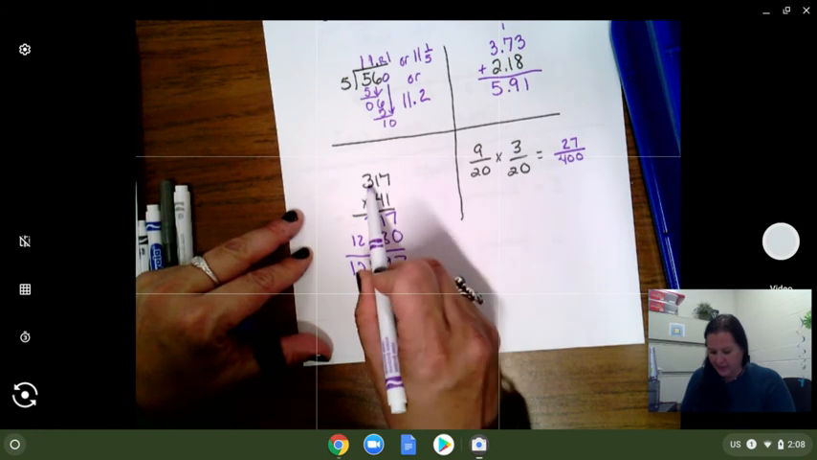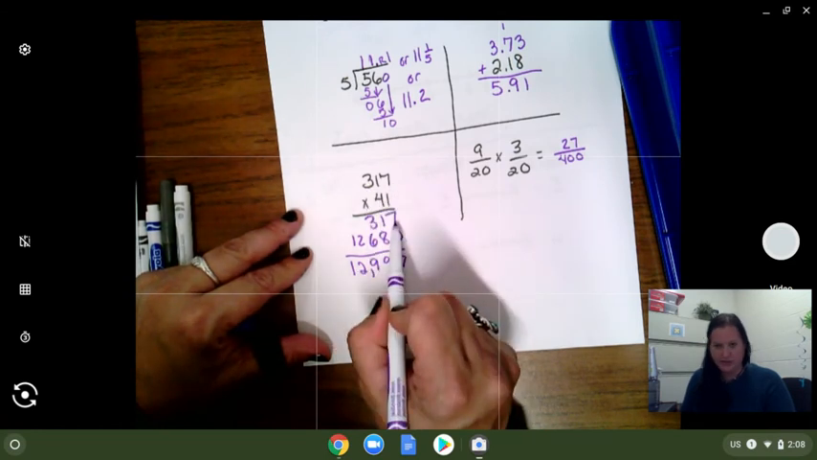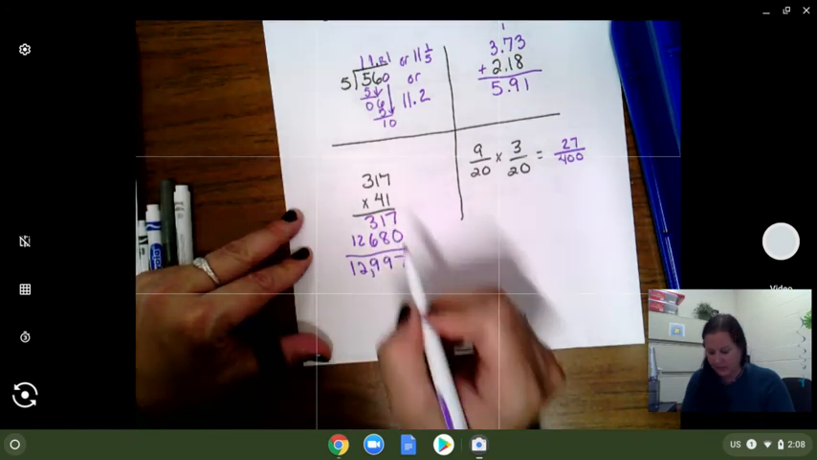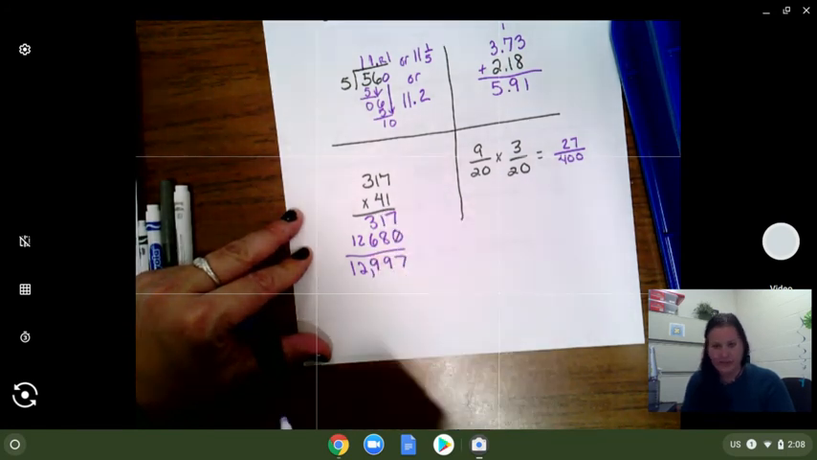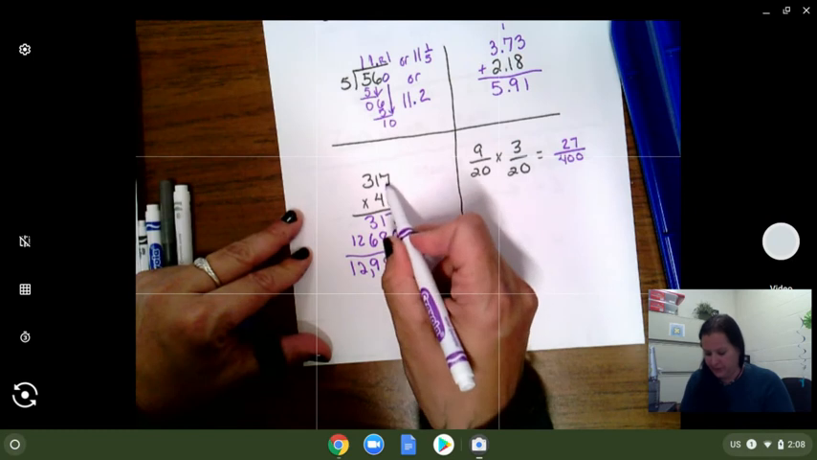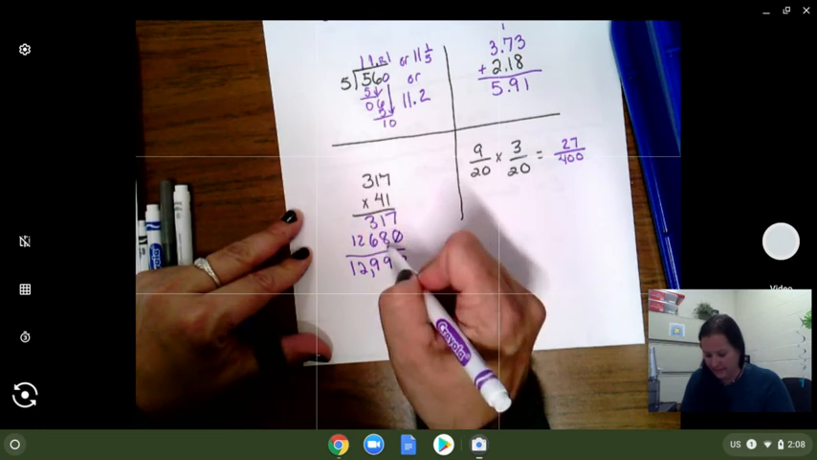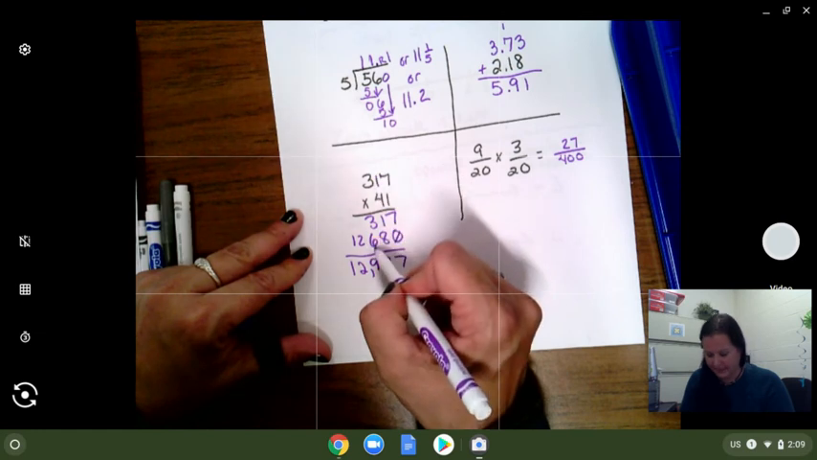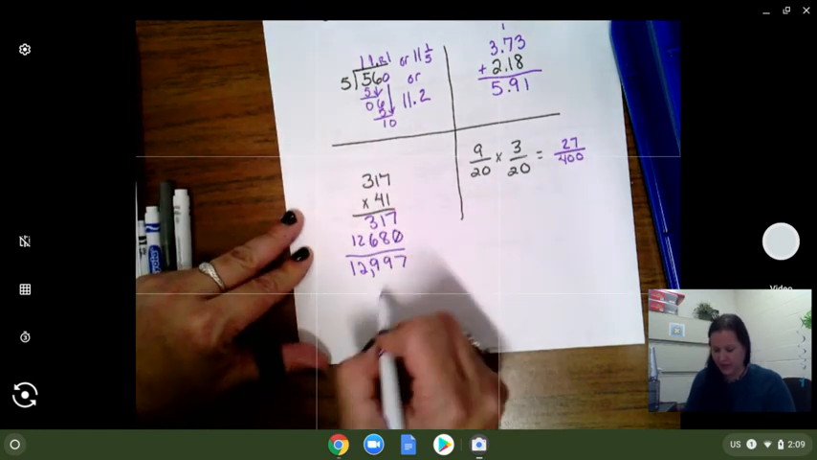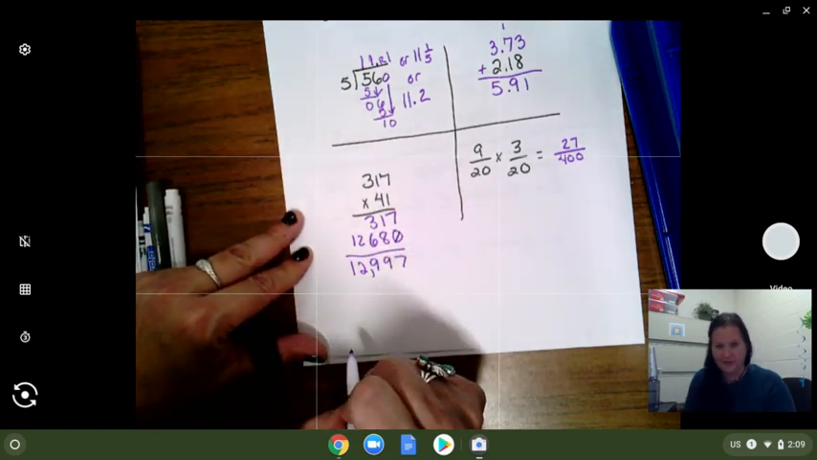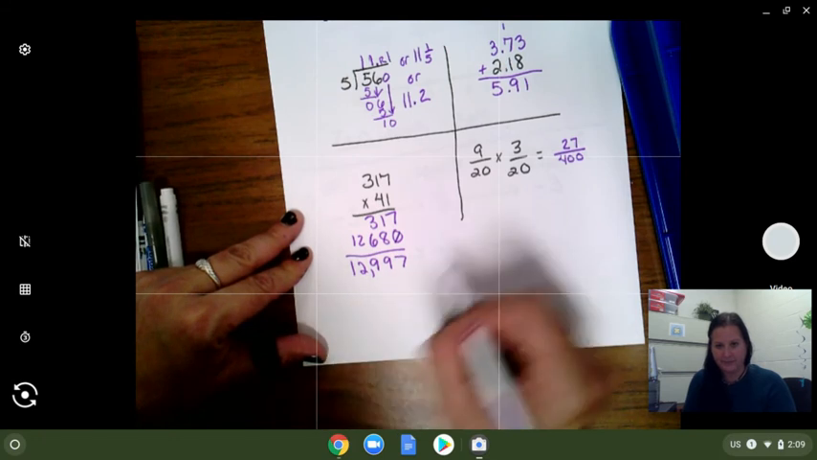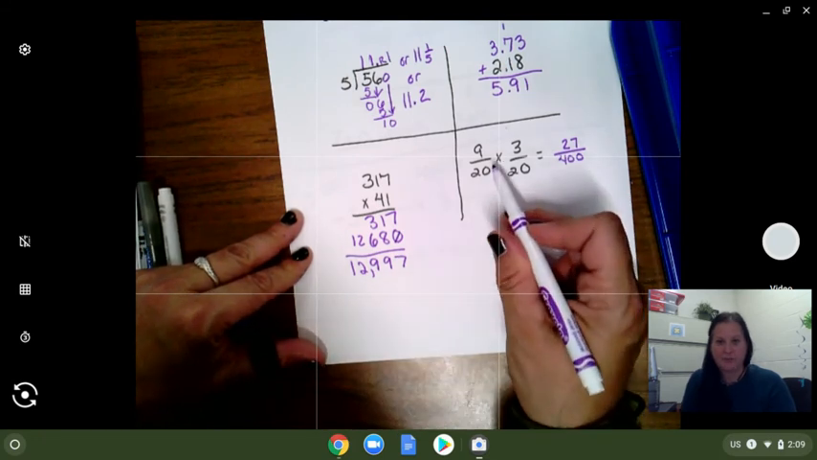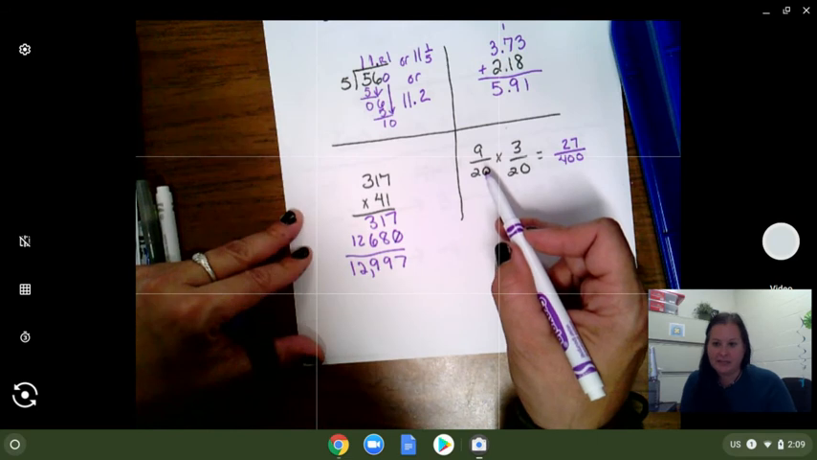All right, here we go. This 1 times 317, we can just write the 317 because 1 times anything is always itself. Then when I move over to the 4, I put my placeholder in. 4 times 7 is 28. 4 times 1 is 4, plus 2 is 6. And then 4 times 3 is 12. When you add that all together, you get 12,997.